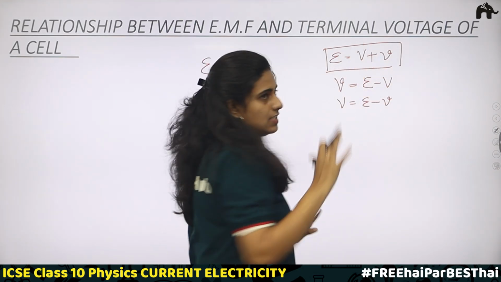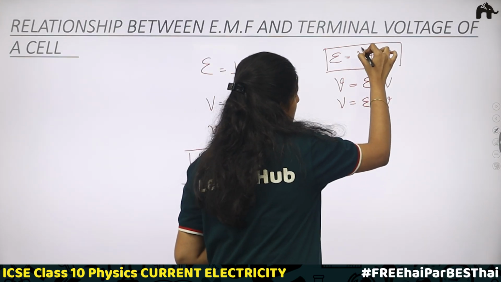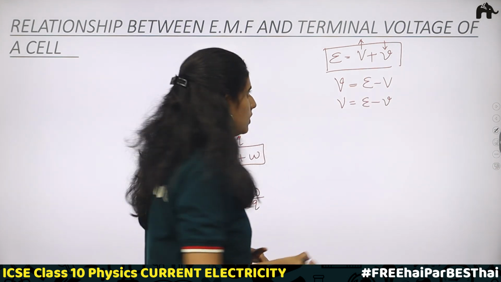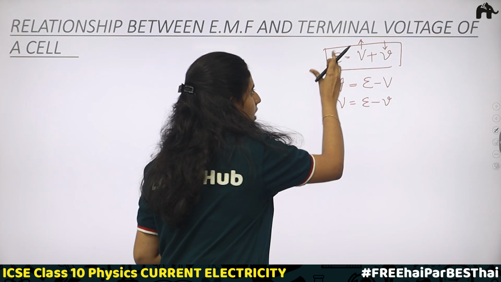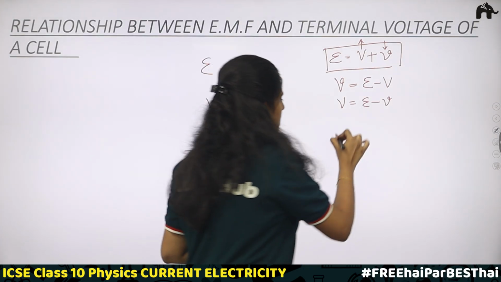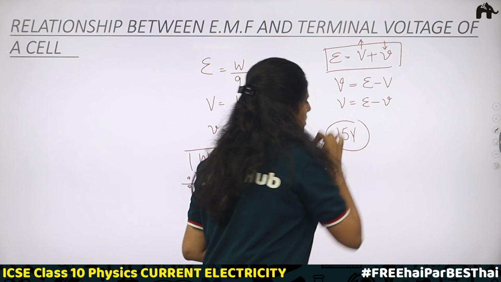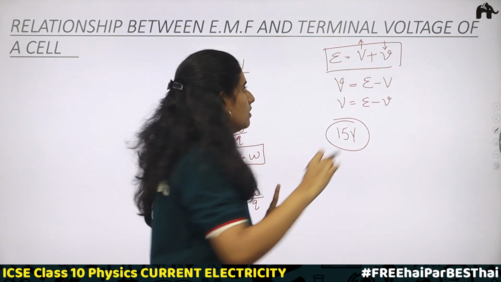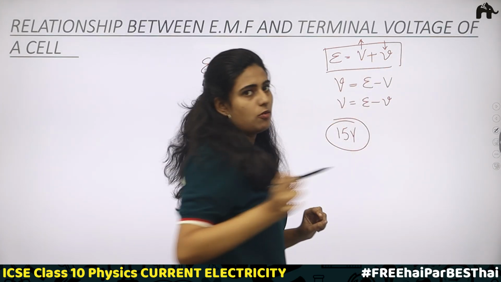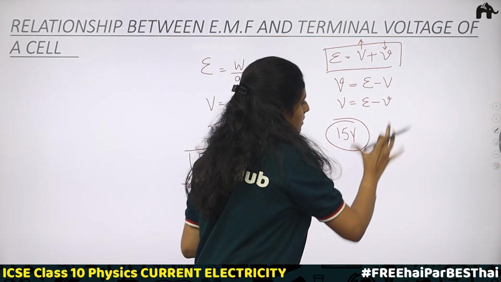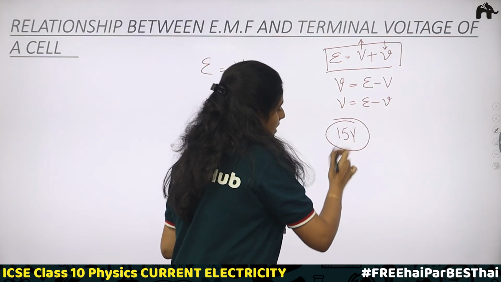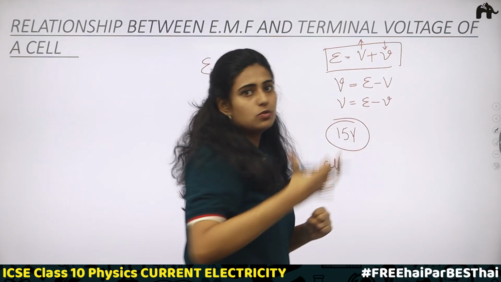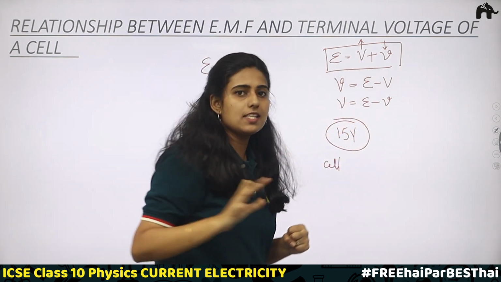Just by looking at this equation, we can understand that when the terminal voltage increases, the voltage drop should decrease, to maintain the EMF value. For a battery, EMF is a constant. If it is a 15 volt battery, the EMF is not going to change, so the terminal voltage and voltage drop can change. If the terminal voltage increases, the voltage drop will decrease. In case the cell draws more current in a circuit, the voltage drop is going to increase, and the terminal voltage will be less.